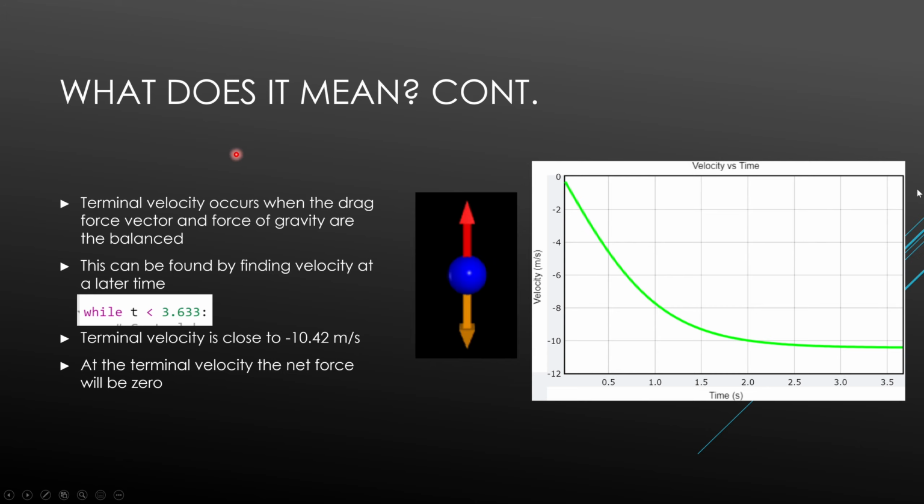Given that terminal velocity occurs when the drag force and the force of gravity are balanced, I decided to change the code and make the final time later, which allowed it to reach its terminal velocity. The terminal velocity ended up being negative 10.42. As you can see, the forces are balanced and it has a chance to level out. When it is at the terminal velocity, the net force would be 0.